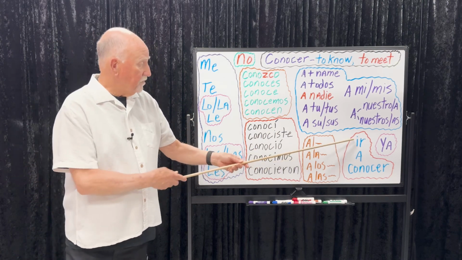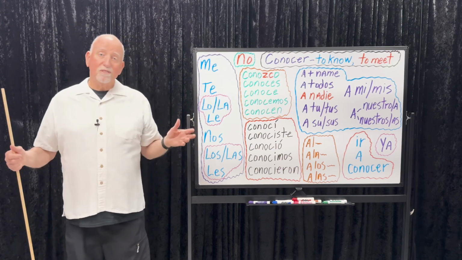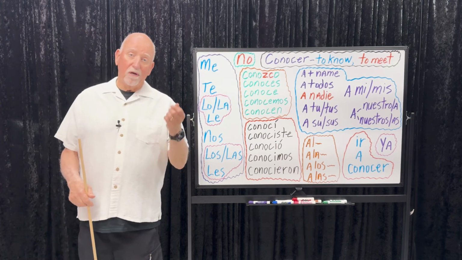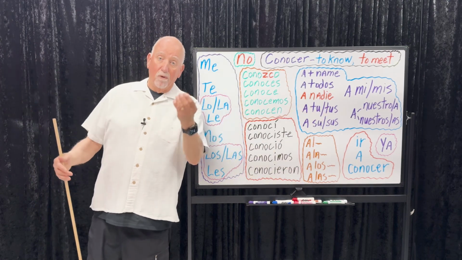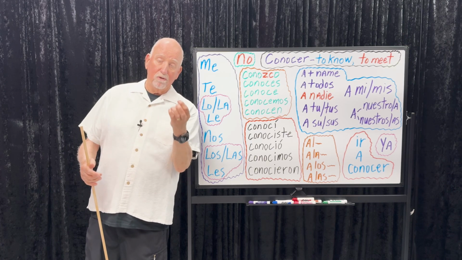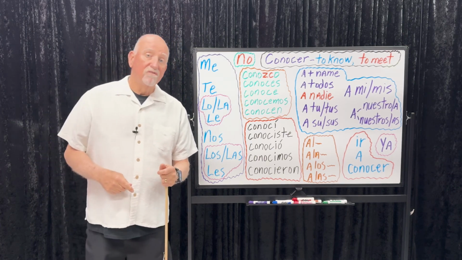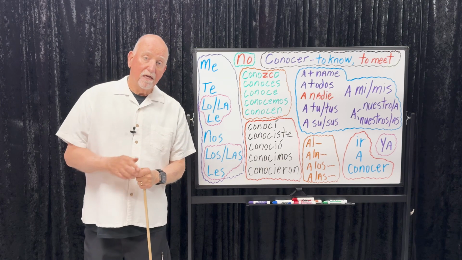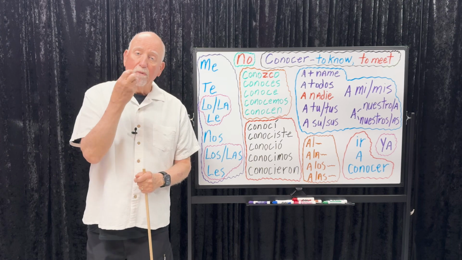And finally, we have ir a conocer. Ir is our, no one's ever going to forget that verb. Voy, vas, vamos, van. Oh boy, right? Voy, with V. Voy, vas, va, vamos, van. Remember the V in Spanish is not like in English where you go very. It would be berry. Voy, voy.